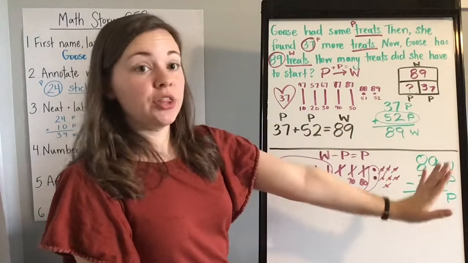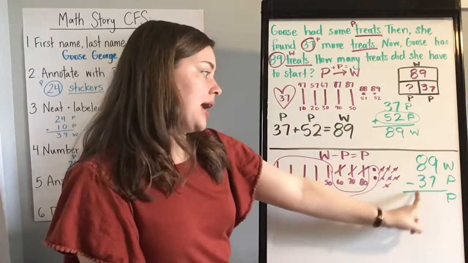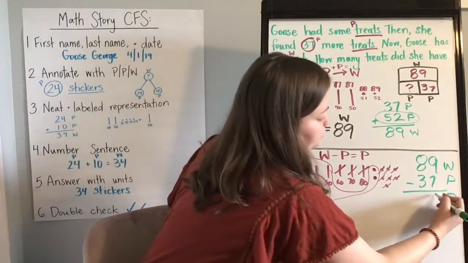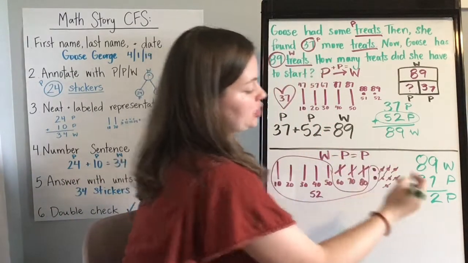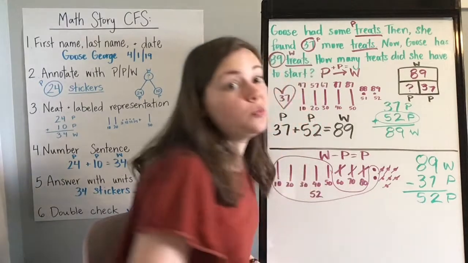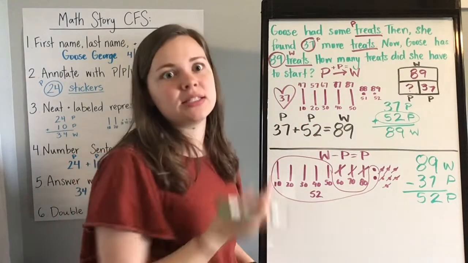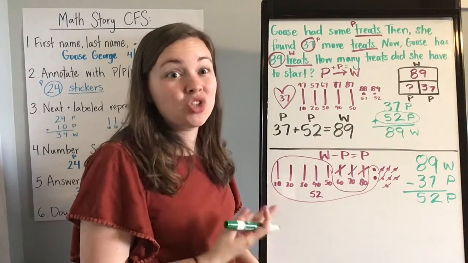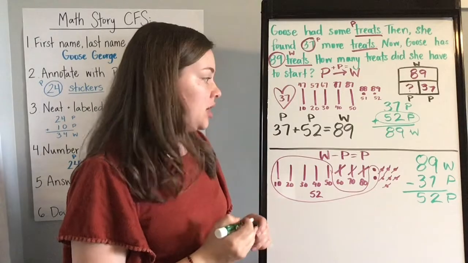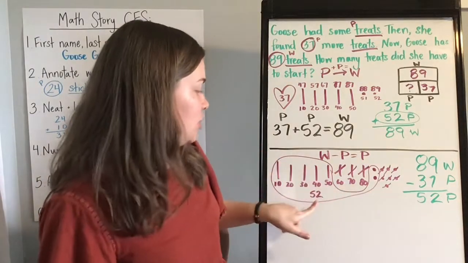I'm gonna start in the ones place like always. 9 minus 7, 2. 8 minus 3, 5. So it's super important that you know your fast facts, especially when you're trying to stack. It makes it so much easier and way more efficient. Okay, so I got 52 again.